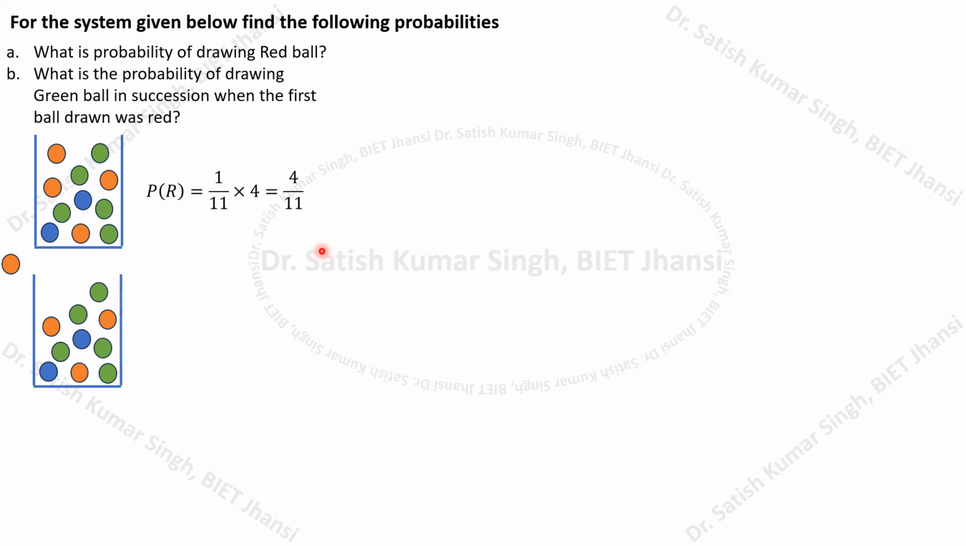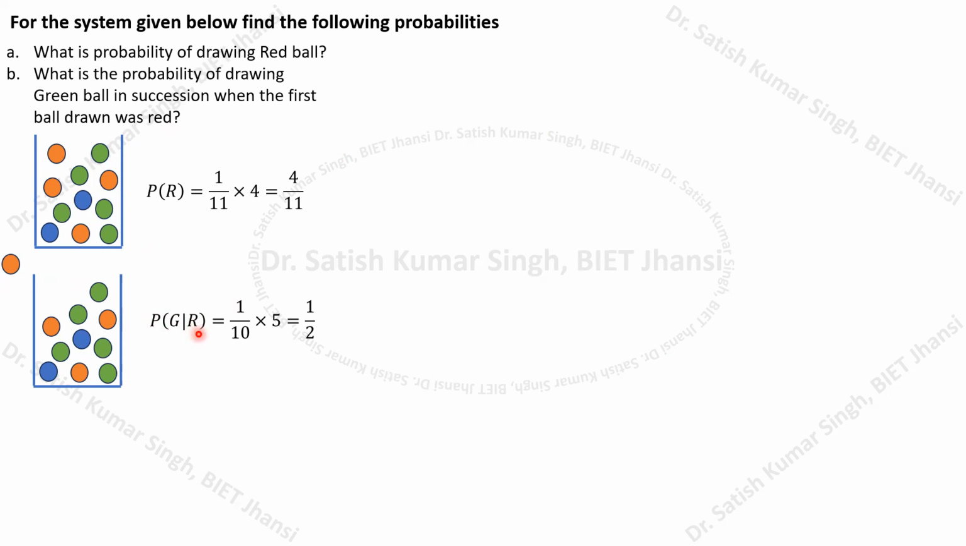In succession, if we wish to know the probability of getting the green ball when this red ball was not replaced, then you can see this answer. This is the probability of getting the green ball when in the first case the red ball was drawn. So this is the conditional probability. It is the probability of getting the green ball for a given red ball, which has already occurred in the first case, right?